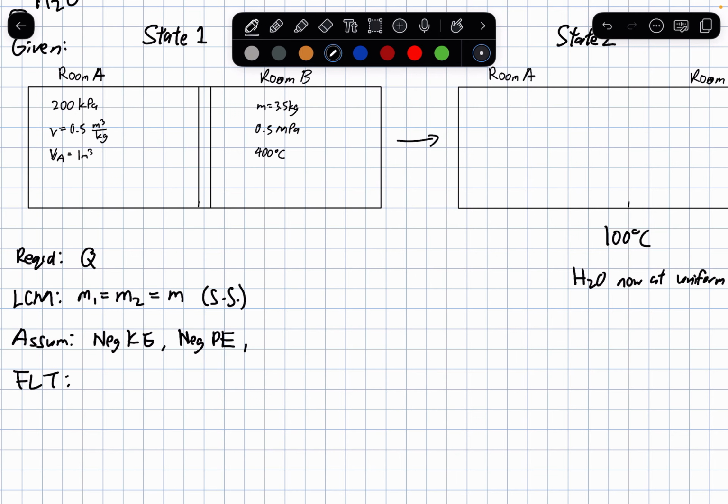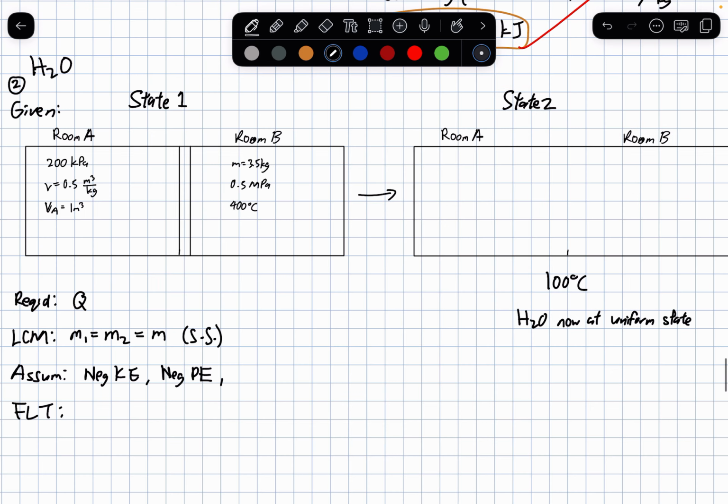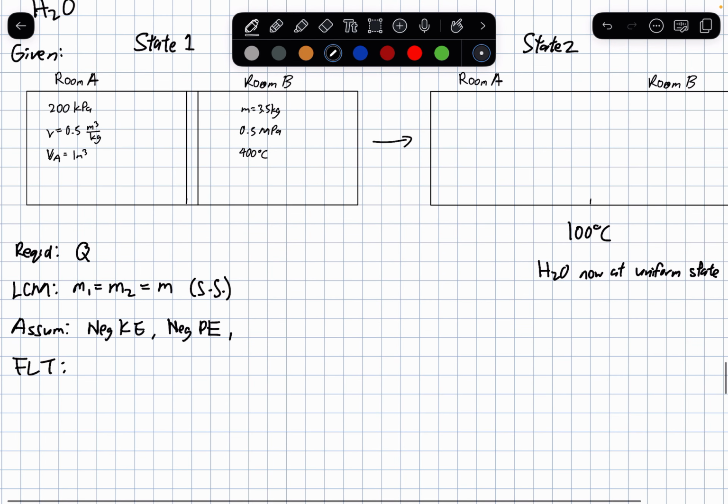Okay, energy balance. Is this open system or closed system? There are no inlet-outlet streams mentioned, so this is a closed system. Therefore, we use internal energy at the left side, and on the other side, we have Q plus W.